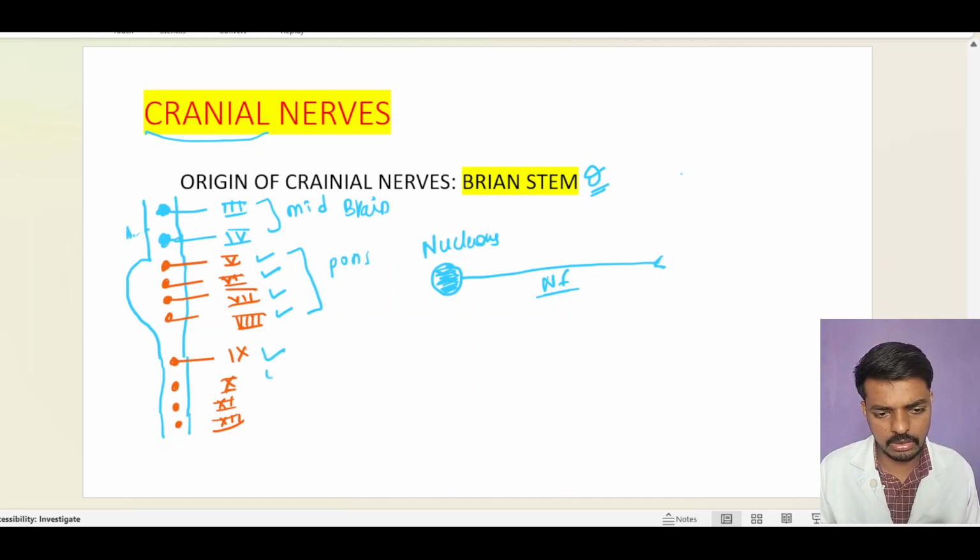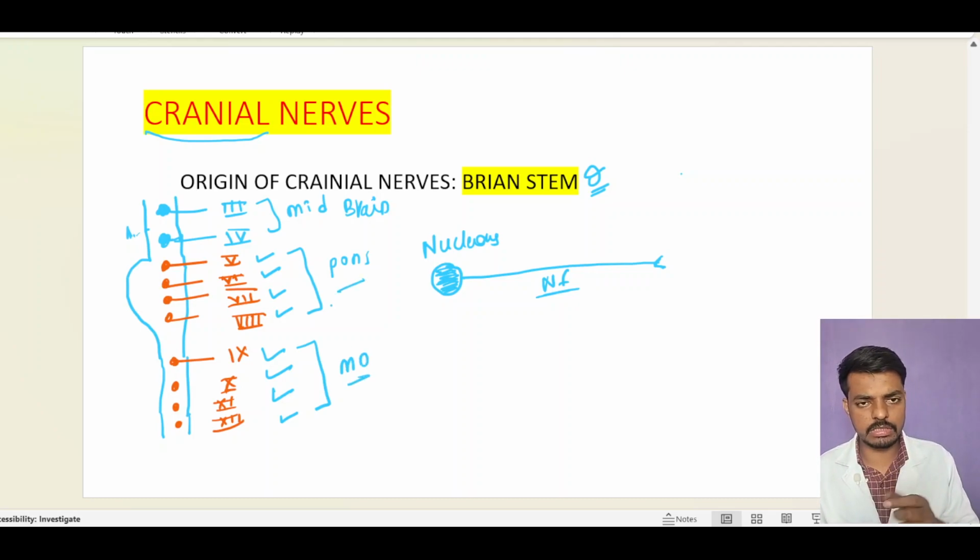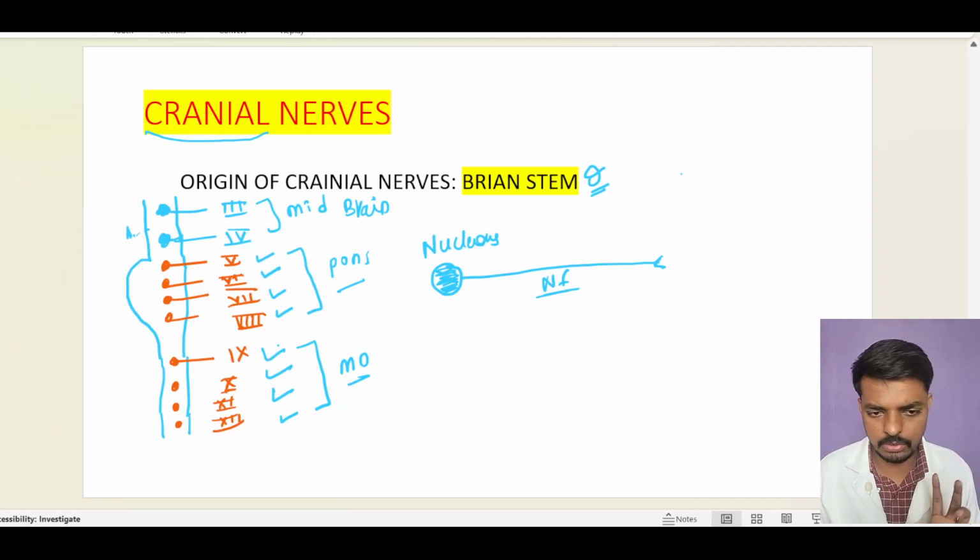And 9, 10, 11, 12. These four cranial nerves originate from our medulla oblongata. Okay. Very important points. First two cranial nerves, nerve number 1 and 2, do not have any nucleus. Nerve number 3, 4 originate from our midbrain, and 5, 6, 7, 8 from the pons, and 9, 10, 11, 12 originate from our medulla oblongata. Very important point.